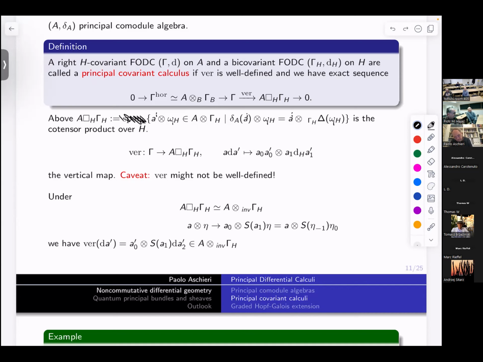As was already commented, the specific point of view is that here we just take forms, horizontal forms in this way. And then the faithfully flatness condition allows us to say that this is isomorphic to this. But we don't take the tensor product on the right.